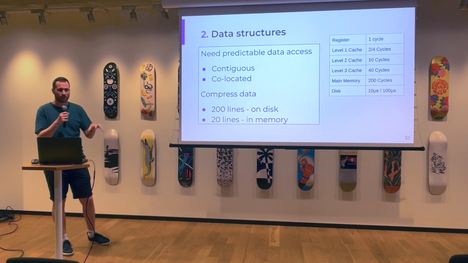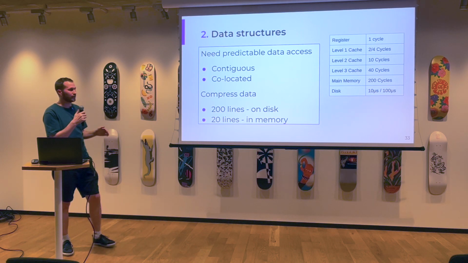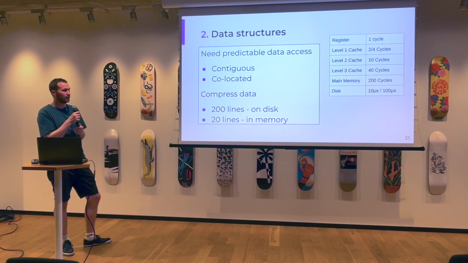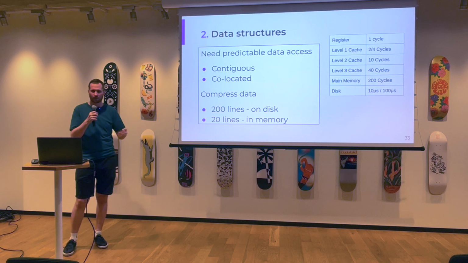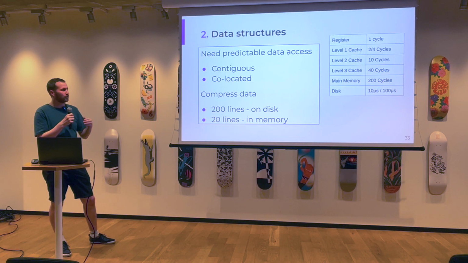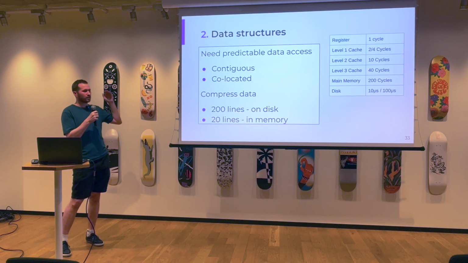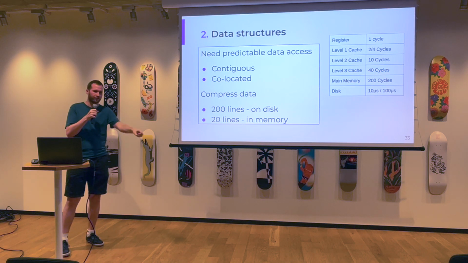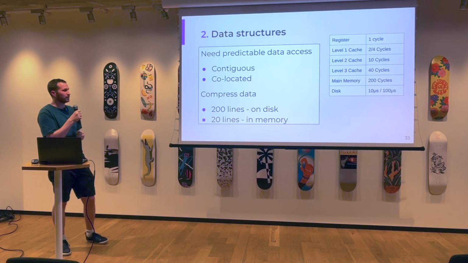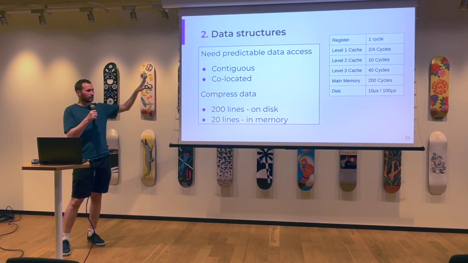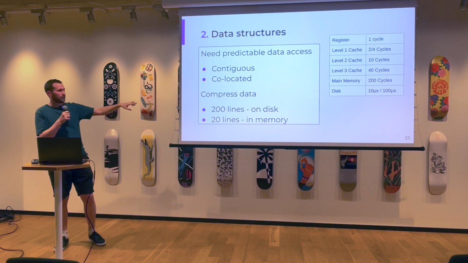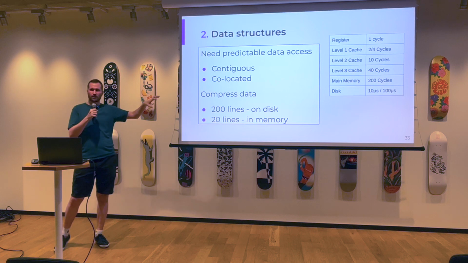Even new NVMe drives are really, really fast in throughput. They can do 5 gigabytes per second, but latency is still in the order of like 50,000 cycles or something. So like orders of magnitude. So we need to really make sure that it's predictable, that the CPU can fetch the data beforehand, or that it's automatically got there because it's next to each other. Make sure it's predictable.